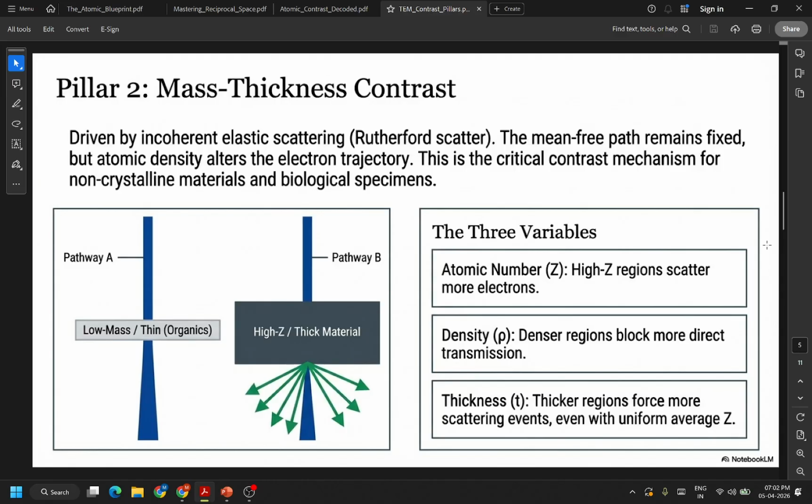Next is mass thickness contrast. It is driven by incoherent elastic scattering, that is Rutherford scattering. The mean free path remains fixed, but atomic density alters the electron trajectory. This is a critical contrast mechanism for non-crystalline materials and biological specimens.